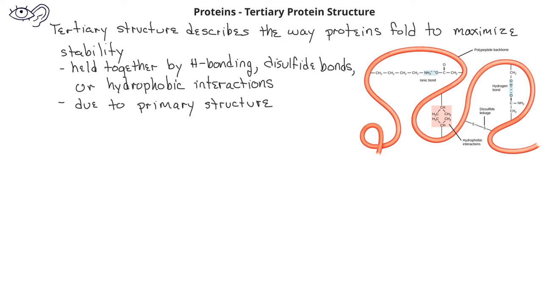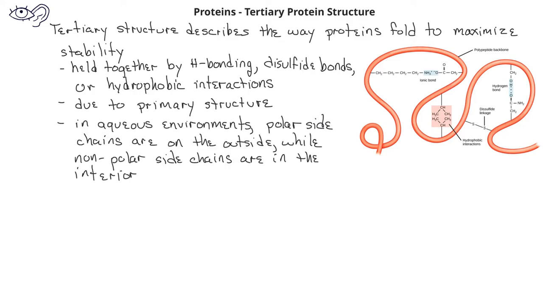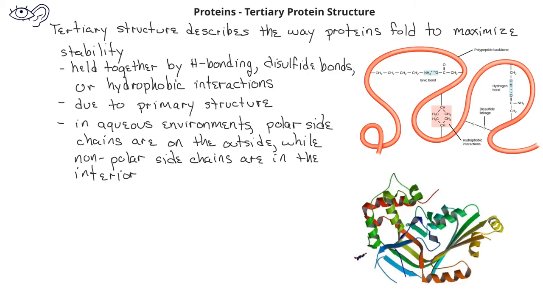In aqueous environments, the polar side chains will typically be on the outside of the protein, whereas nonpolar side chains will be on the interior of the protein. In this figure, you should notice that even though the overall protein tertiary structure does display some alpha helices and some beta pleated sheets, there are significant portions of the protein that have no specific secondary structure.